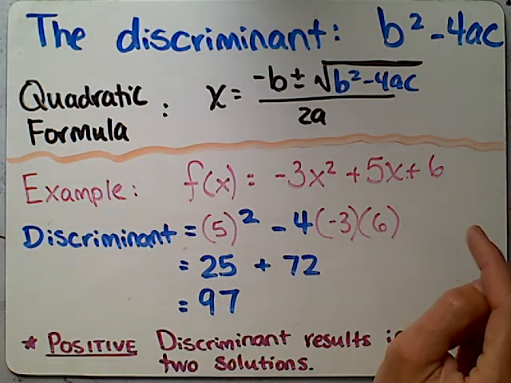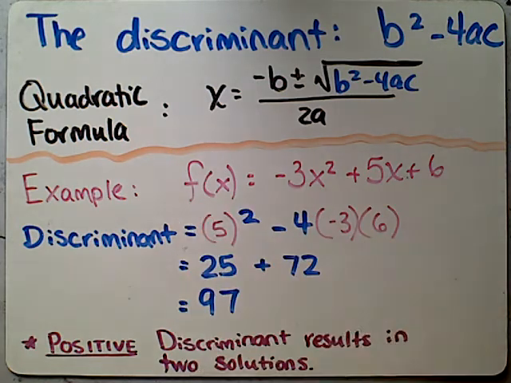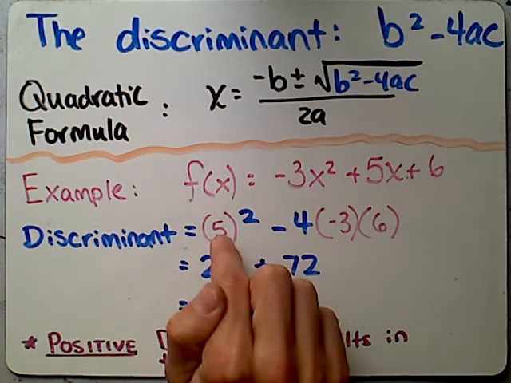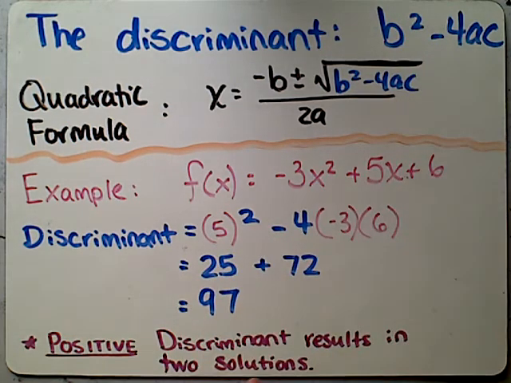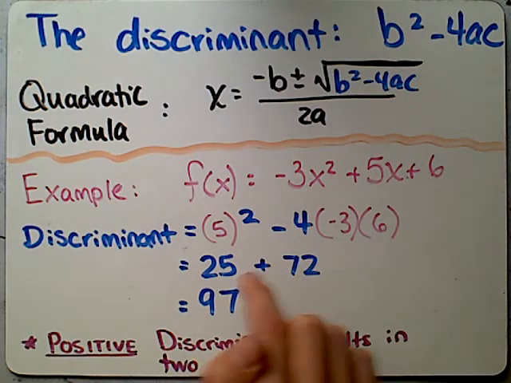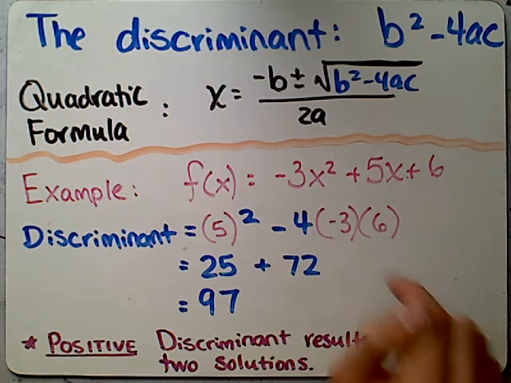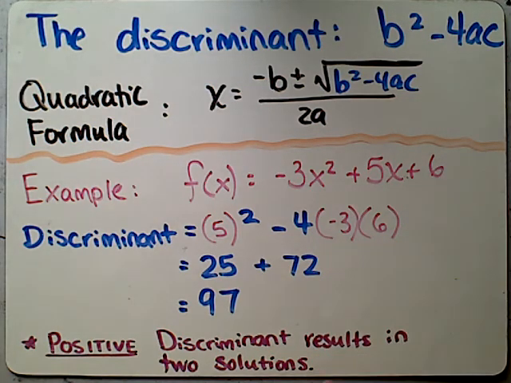Here's an example of an equation. We've got f of x equals negative 3x squared plus 5x plus 6. We can take the b value, positive 5, and substitute that right where the b value is in the discriminant expression. We have a minus 4 as part of that expression. Substitute the a value, negative 3, right there, and the c value, the positive 6, right there.